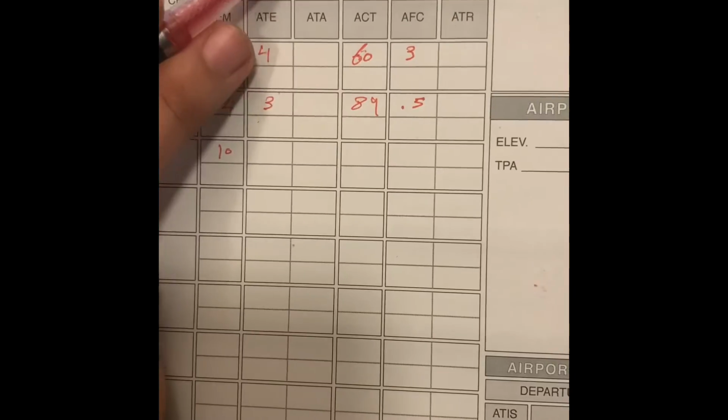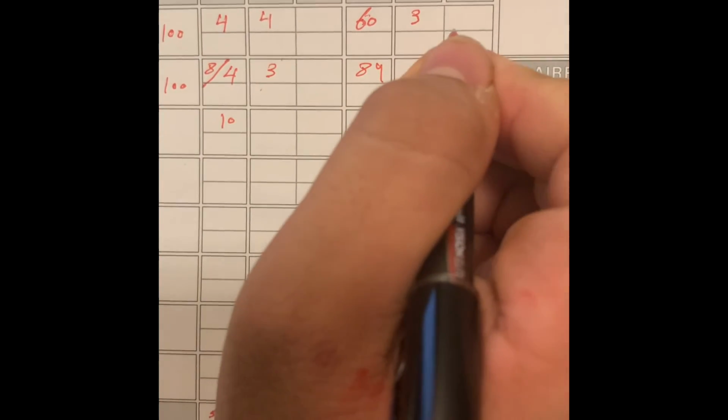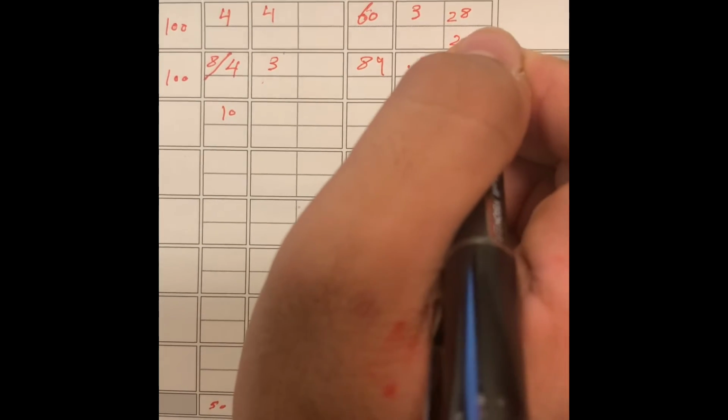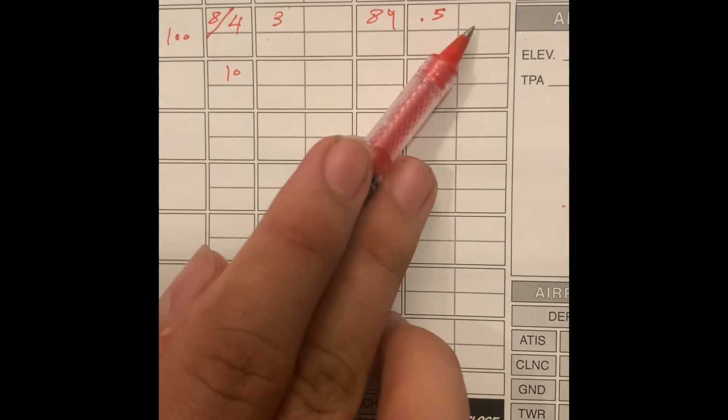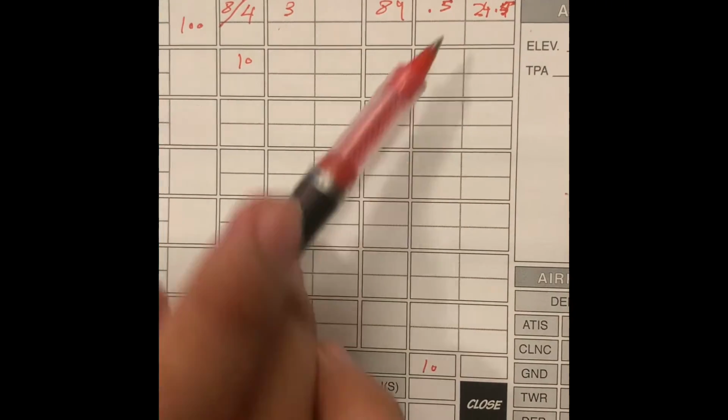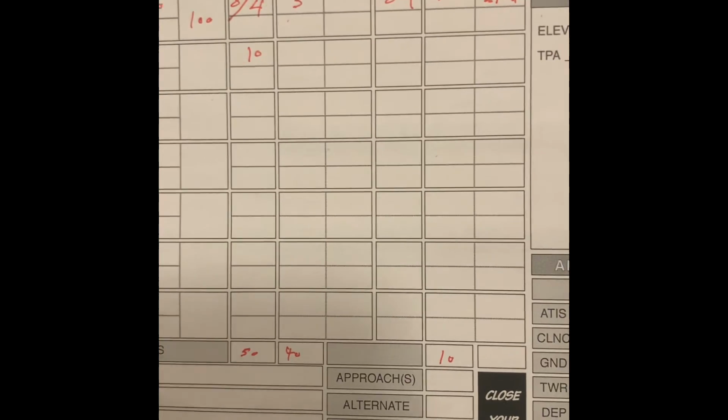So I have 28 gallons here minus 3. So here 28 gallons minus 3 is going to be 25 gallons. And here I burned 0.5, so it's going to go to 24.5. That line is like extra stuff, but it's good to use it. As I told you, the more stuff filled up, the fewer questions you're going to get.